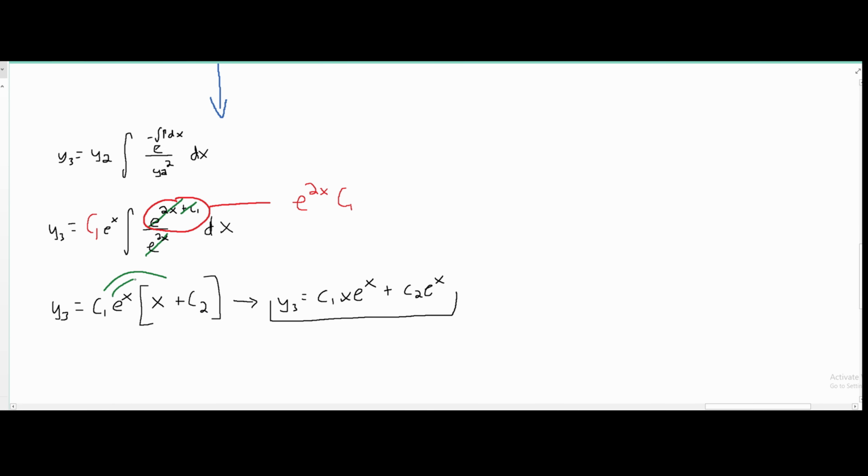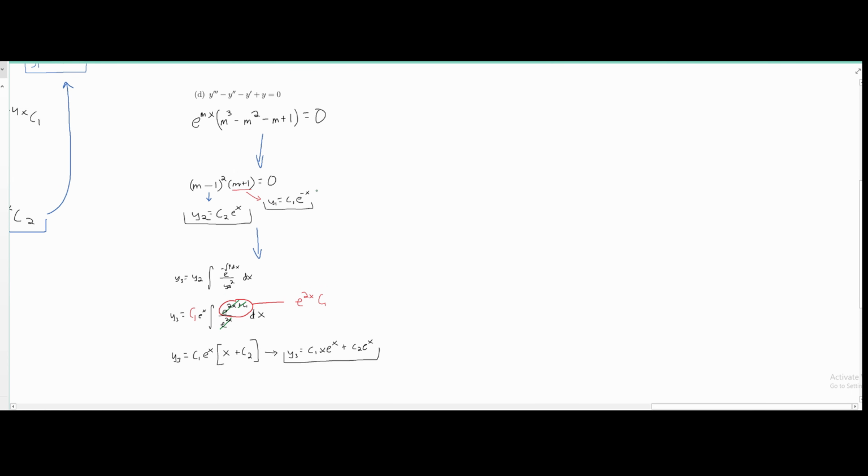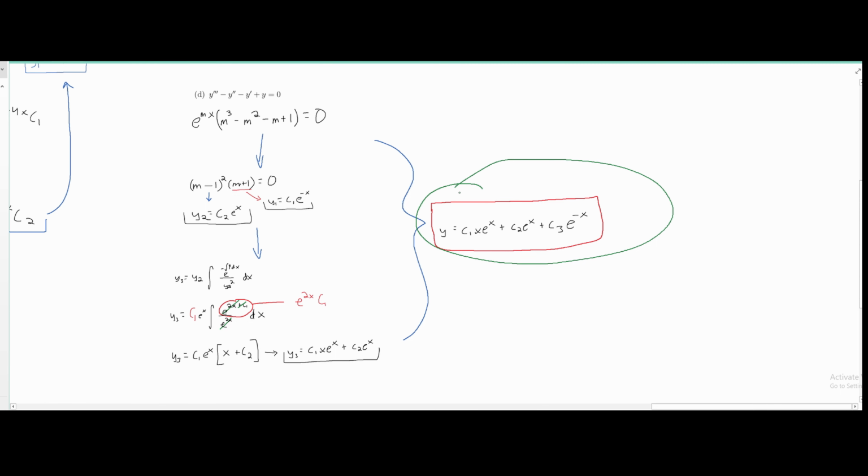And then if we factor this in, we get this. Now, to get our final solution, we have to combine this part and this part. After we combine everything, we get this is our general equation or general solution.